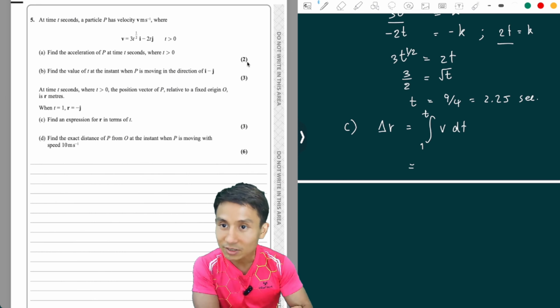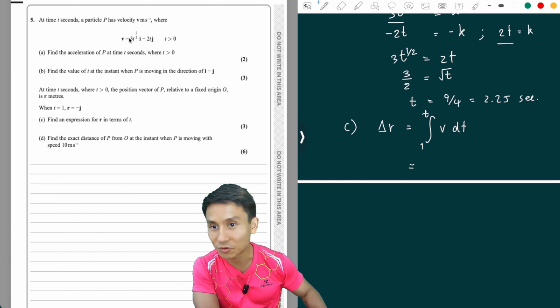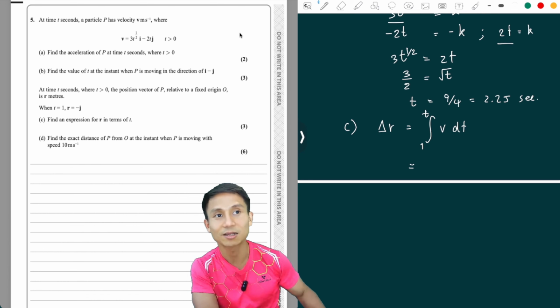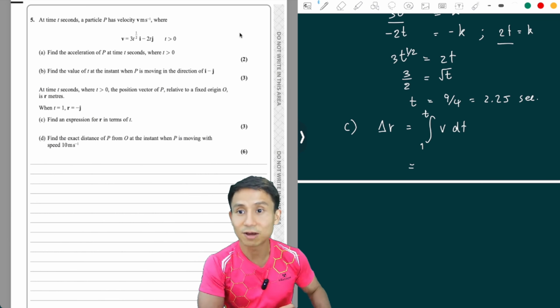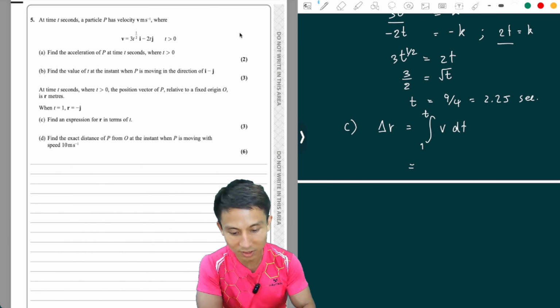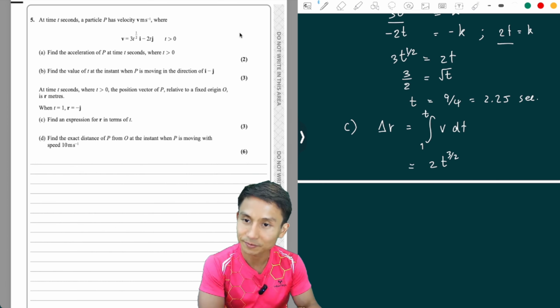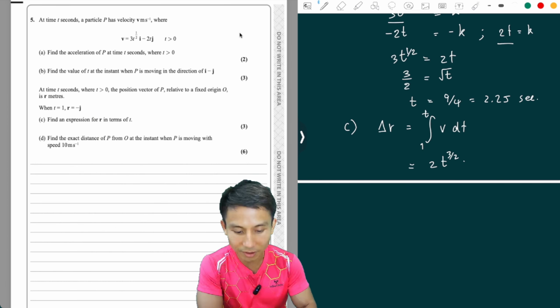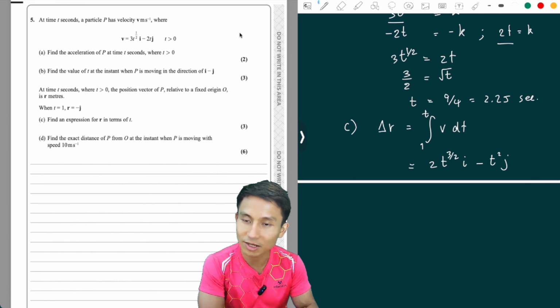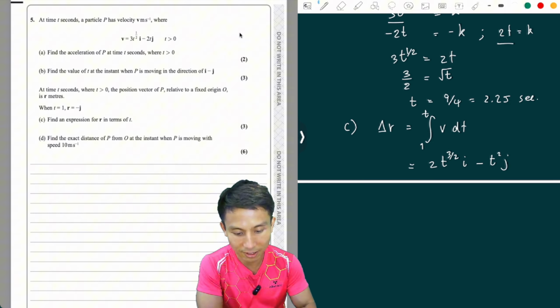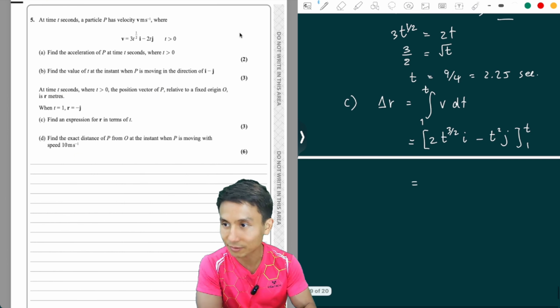So integrating v, we are integrating 3t to the power of a half. That's going to be 3t to the power of 3 over 2 divided by 3 over 2, so that's going to be 2t to the power of 3 over 2. Just do the math there. Then i minus t squared j, just integrating minus 2t. And we're going to sub in the bounds of 1 to t.